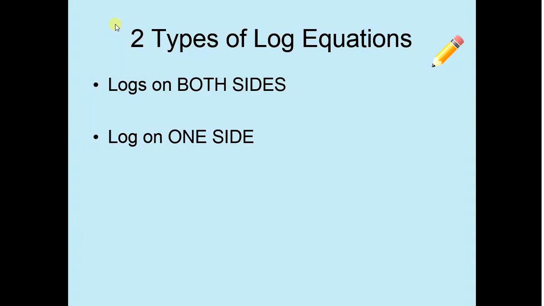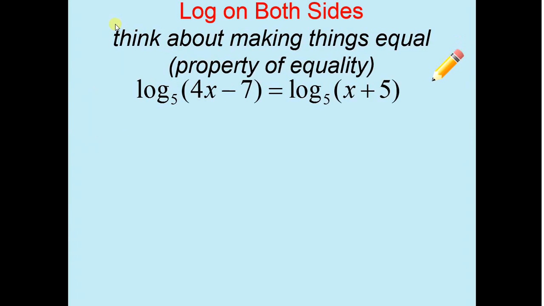There's one with logs on both sides and logs on one side, kind of like we had last time. So here's an example of logs on both sides. These are the simplest ones. What you're going to want to think about is how to make things equal. You're going to want to see, do you have like bases on your logs? I do, in fact. So what's cool, you can just set the insides equal to each other and solve. You just need the logs to be the same. That is always going to happen as long as you have logs on both sides and they're the same base. So let's solve here.